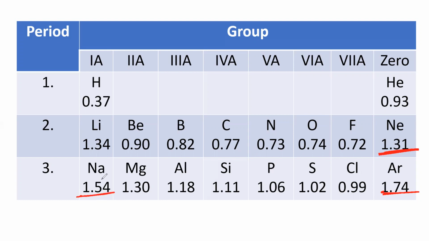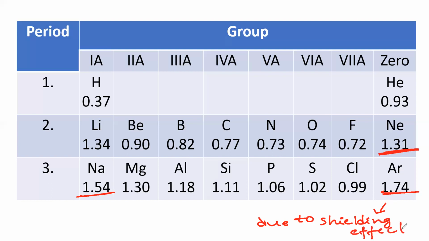So sodium has a larger atomic radius than argon. Actually, sodium should be less than argon, but it is more, because for neon and argon the shielding effect is higher, due to completely filled electrons in the orbitals.